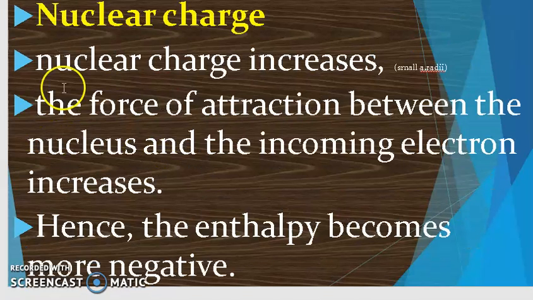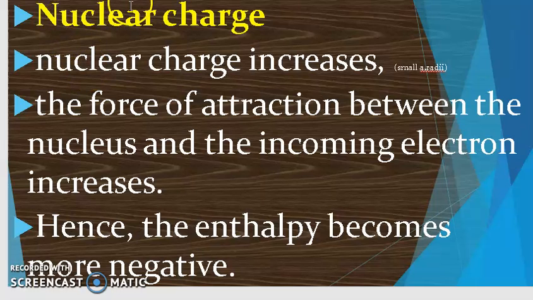Okay, so come to the nuclear charge. The nuclear charge increases in the atom. If the nuclear charge is effective, the force of attraction between the nucleus and the incoming electron increases. Correct. In the center of the atom the nucleus is there, and nuclear charge means there are more protons in the nucleus, that's why the nuclear charge increases. So the protons will attract the electron more, so the force of attraction will be more between the nucleus and the incoming electron from the other atom. Hence the electron gain enthalpy becomes more negative.